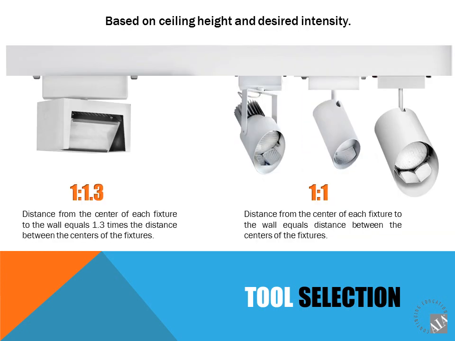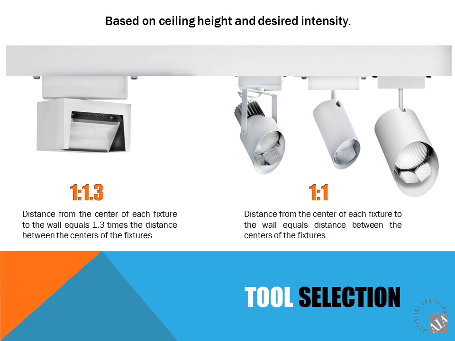And with wall washing, you see on the right a variety of track-mounted wall wash fixtures. 1-to-1, that's a fairly common spacing ratio. That is to say, the distance from the on-center distance of each fixture to the wall. Keeping those dimensions equal is usually the way to get a uniform wall wash, but there are other tools out there.